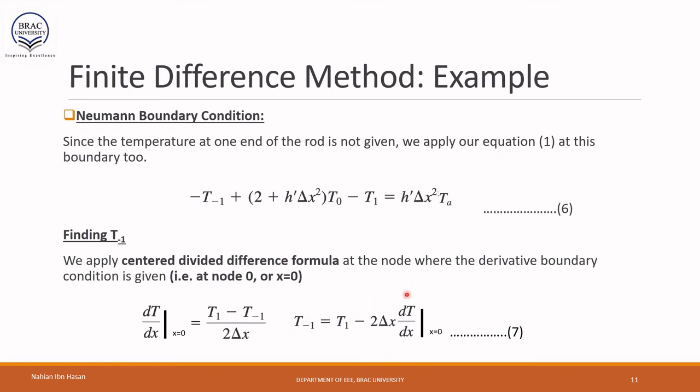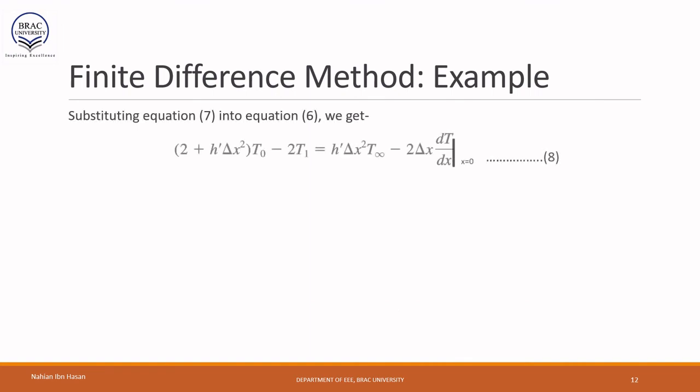So once we know the t minus 1, we can easily substitute these equations, that means substituting equation 7 into equation 6, we will get a new equation which looks something like this. So this term dT by dx at x equal to 0, we already know this term because this is the boundary condition that is given in the question.